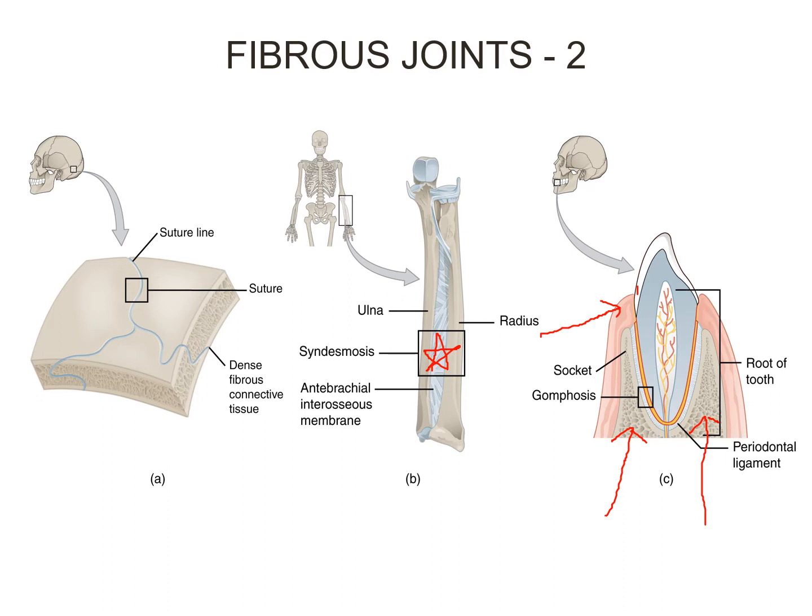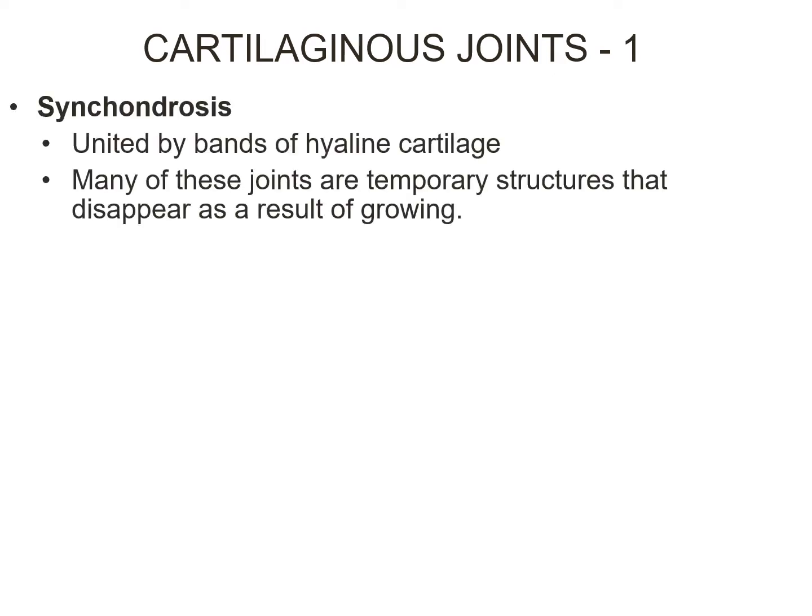Let's move on to the next type of anatomical joint, which is going to be the cartilaginous joints. All right, there are two types of cartilaginous joints that you're going to be responsible for. One is going to predominantly be full of hyaline cartilage, and the other one is predominantly full of fibrocartilage. So the first one I want to introduce is the synchondrosis joint. And this is going to be the one that's going to be mainly made up of hyaline cartilage. And as you can see in the second bullet point, it says many of these joints are temporary structures that disappear as a result of growing.